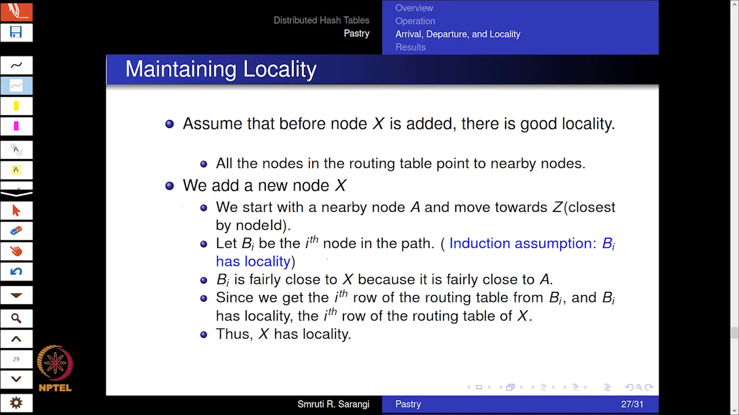The induction assumption is that Bi has locality. So Bi will be fairly close to X because it is fairly close to A and A is close to X. Using a similar logic, we can show that all the nodes on the path from A to Z will be reasonably close to X, right? And so this geographical proximity will be maintained, which essentially means that if we were to search for some key on X, it will always pass via nodes that are close to it, so the latency of transmission is lower.